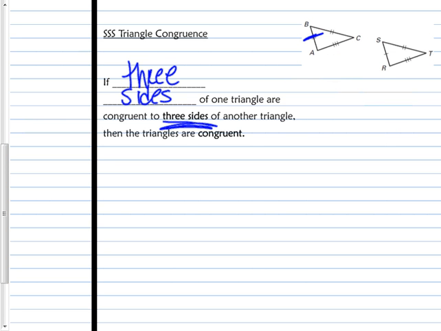So BA is congruent to what corresponding side? SR. BC is congruent to what corresponding side? ST. And AC is congruent to RT. So all three of one are congruent to all three of another, so it's congruent by side, side, side.